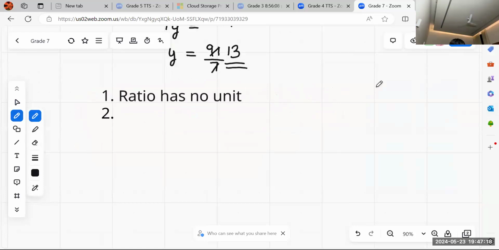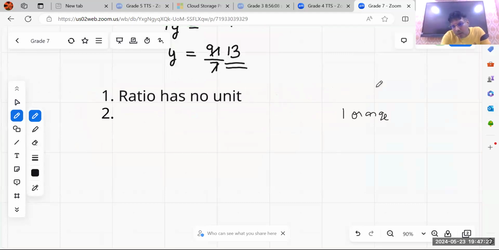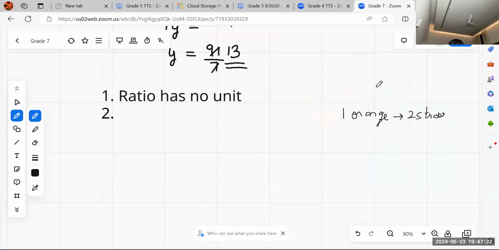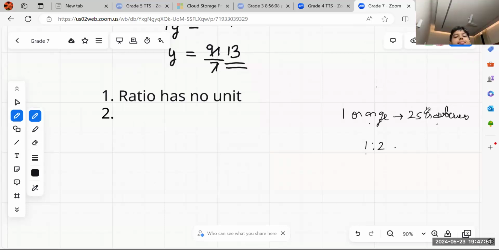Suppose, what is a ratio? For example, for every 1 orange, you have 2 strawberries. So the ratio is 1:2. But you cannot write 1:2 oranges or 1:2 strawberries. You will just write the ratio of orange to strawberries is 1:2. You cannot write kg, you cannot write number, you cannot write pieces. Okay, it's 1:2.